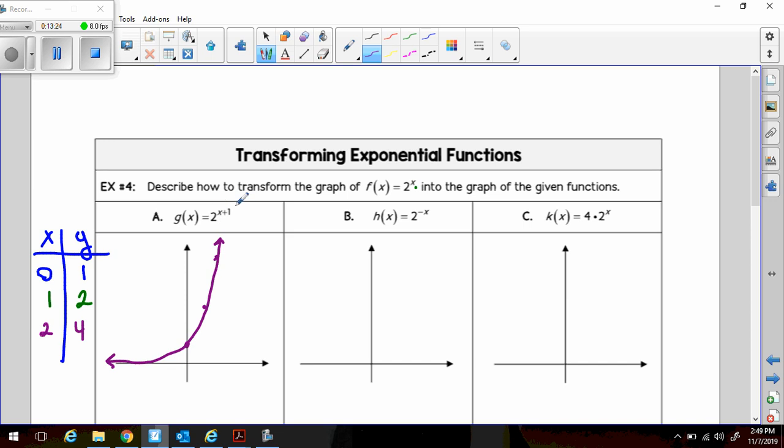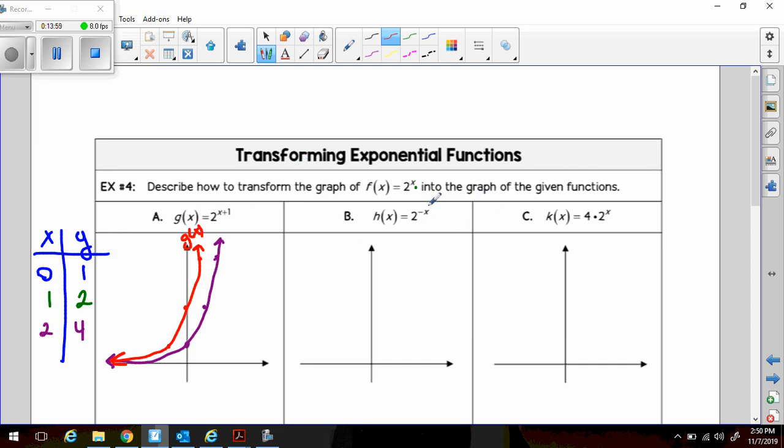But if we're going to have x plus 1, what we're doing, remember when it's by the x, we do the opposite. So you think plus 1, it would be to the right one, but actually it's going to be to the left one. So this point right here is to the left 1 point, this point right here is to the left 1 point, and this point right here is to the left 1 point, like right here, okay? Okay, so this is the g of x. The red one is g of x, the 2 to the x plus 1.